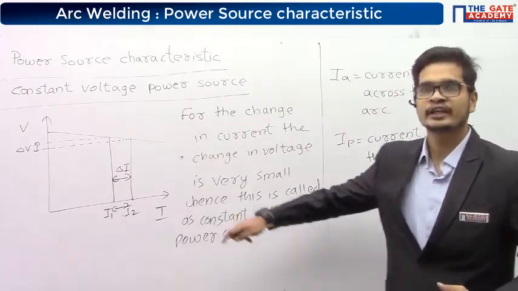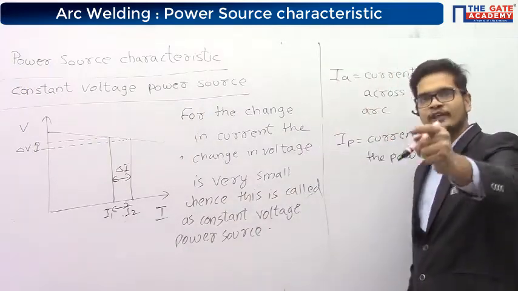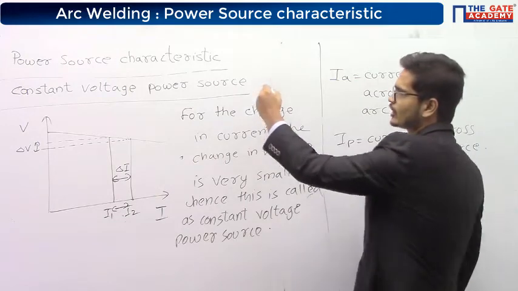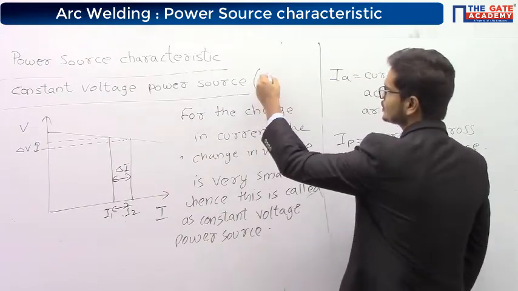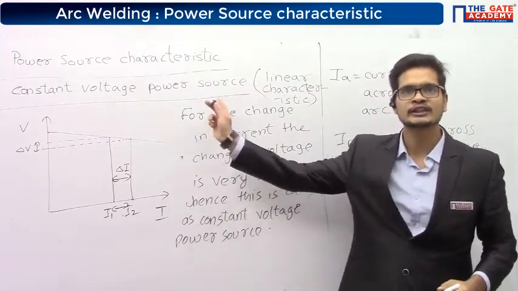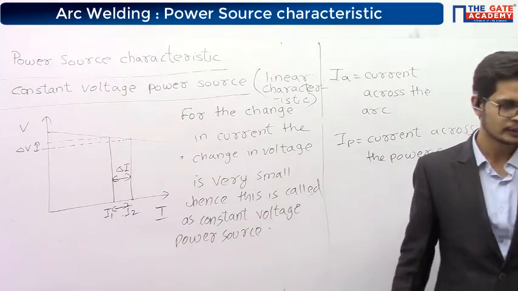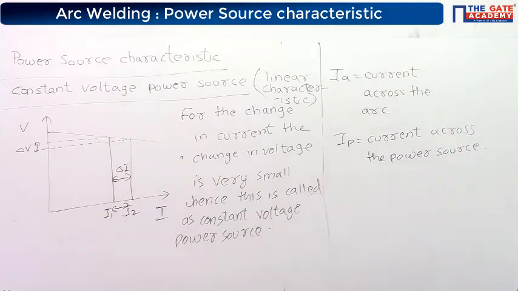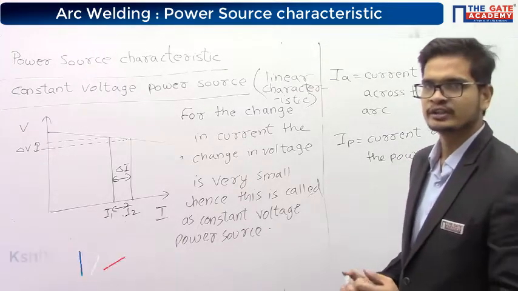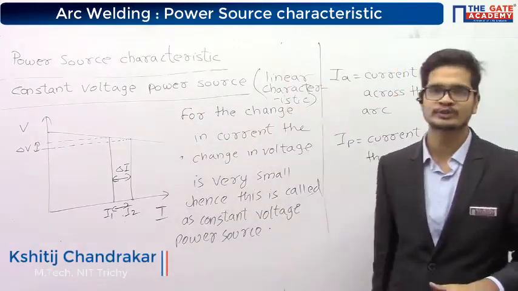Now you can see that the graph is a straight line. Earlier it was a falling line, so that was called a drooping characteristic. This one is called a linear characteristic. From this, numericals have come. Simply, in the question they will mention linear characteristic. So if you see linear characteristic in the question, you have to take it as constant voltage power source.